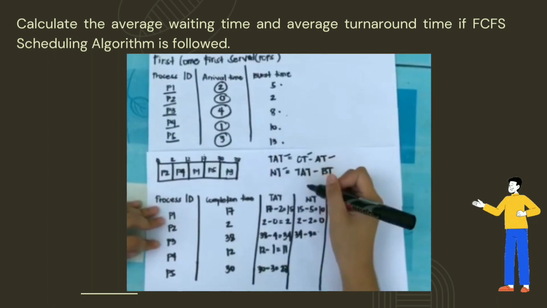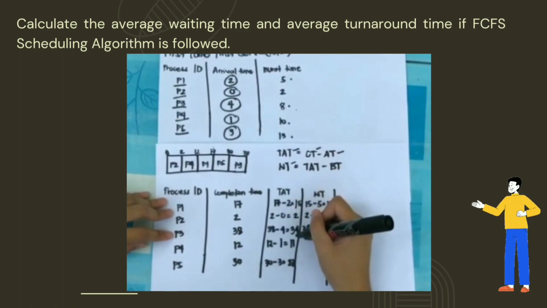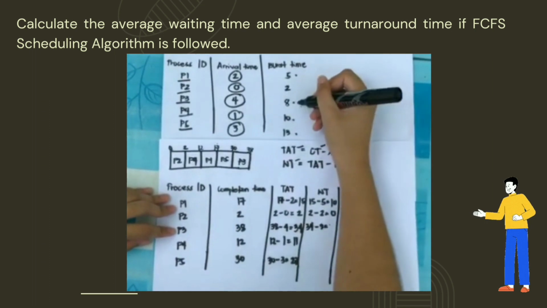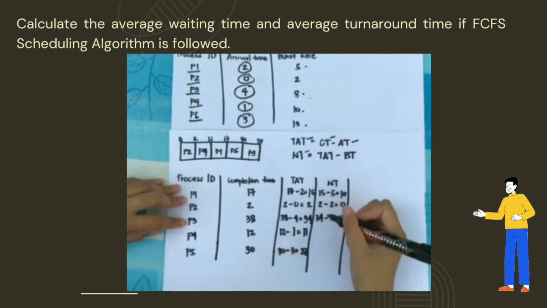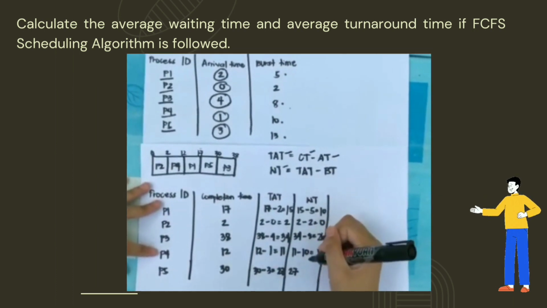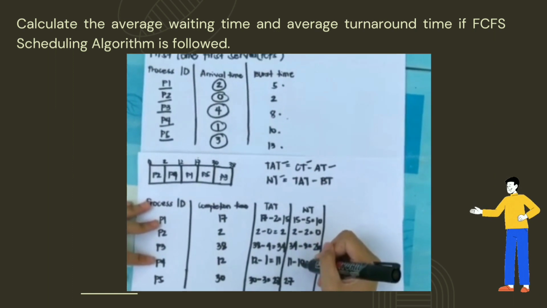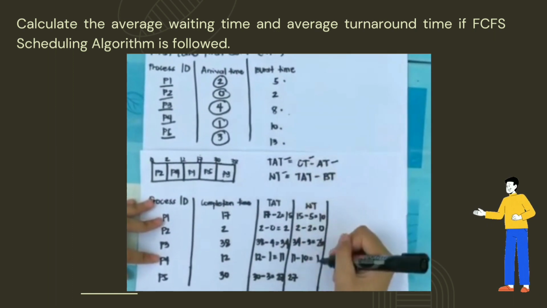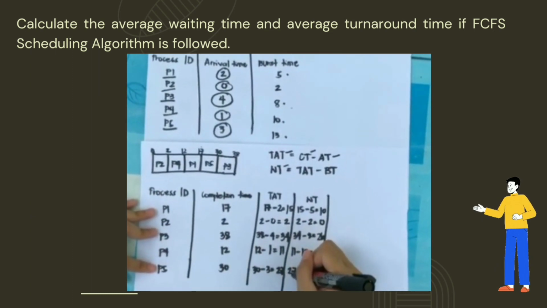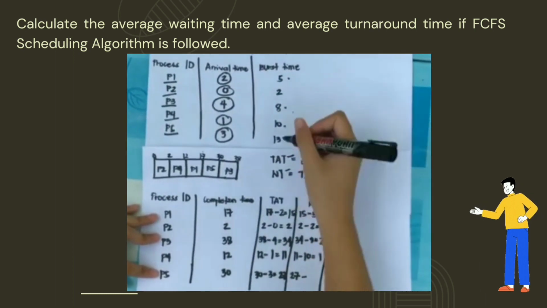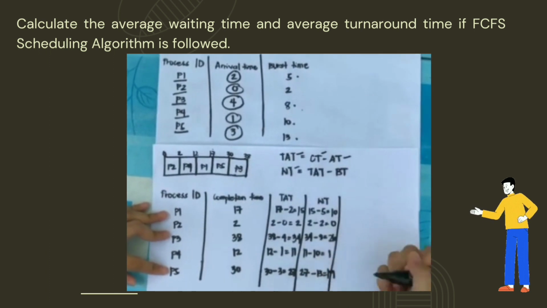So, ang next naman is yung P3. So, ang turnaround time ng P3 is 34. So, 34 minus burst time ng P3 is 8 equals 26. So, ang next naman is si P4. Ang turnaround time niya is 11. So, ima-minus natin siya sa burst time na 10. So, ang sagot is 1. And sunod naman is si P5. Ang turnaround time niya is 27. Ima-minus natin siya sa burst time na 13. So, ang sagot is 14.